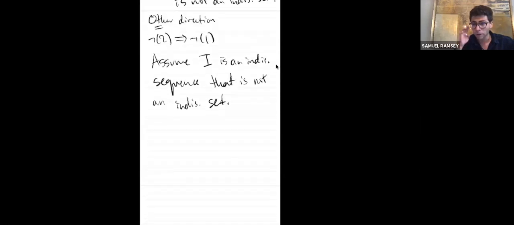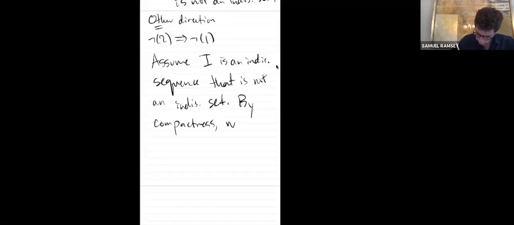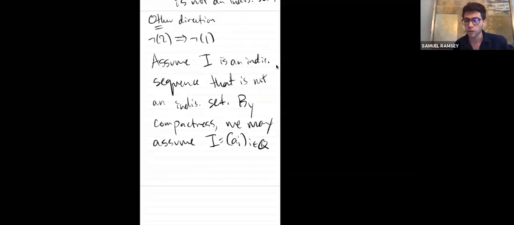Now, by the remarks that we made at the beginning, by compactness, we may assume I is equal to A_i, i in Q. So we can assume that the order type of the index set is the rational numbers. And it's easy to see by compactness that if you have an indiscernible sequence of any infinite order type, then you can assume that it is indexed by any other infinite order type. So without loss of generality, we can just assume that the indiscernible sequence in question is indexed by the rational numbers.